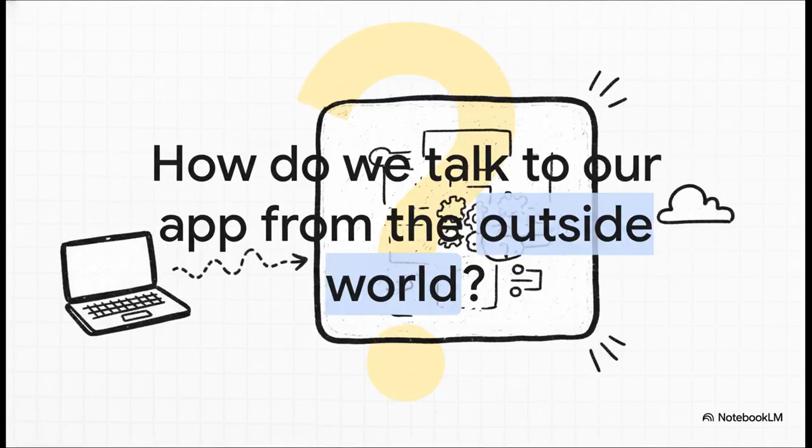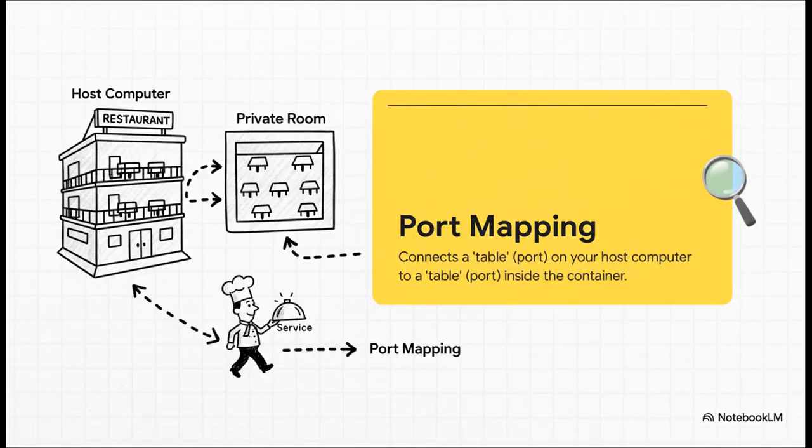But wait a second, there's a small catch. By its very nature, a container is completely isolated from everything else. So, if our app is running inside its own little box, how do we actually talk to it from the outside world? The answer is something called port mapping.